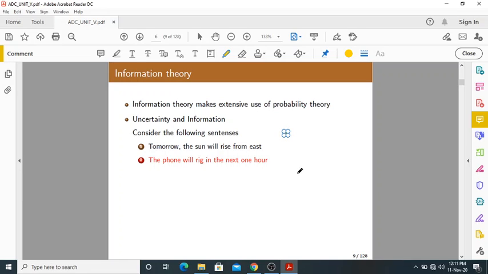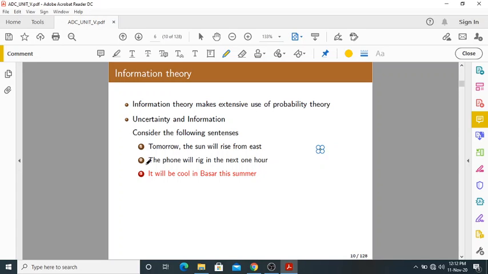Next sentence, let me take some other sentence: the phone will ring in the next 1 hour. This is the second sentence. The third sentence is: it will be cool in Basar this summer. You compare these three sentences here. The first sentence has a probability of 1. It is a certain event. Why? Because it is a universal truth.